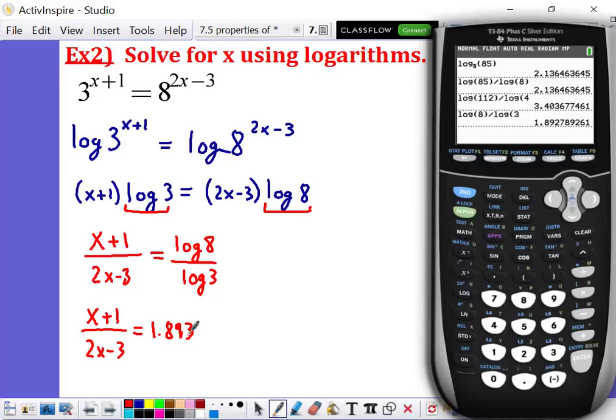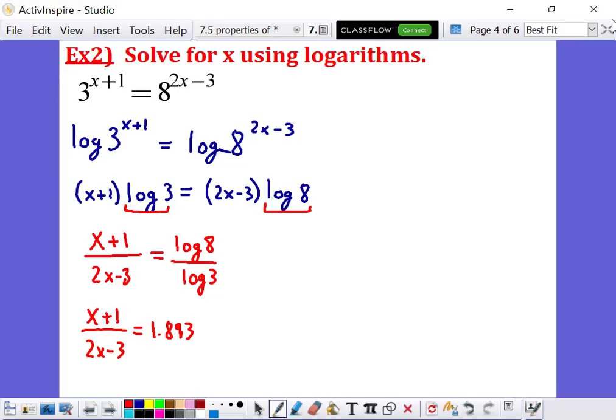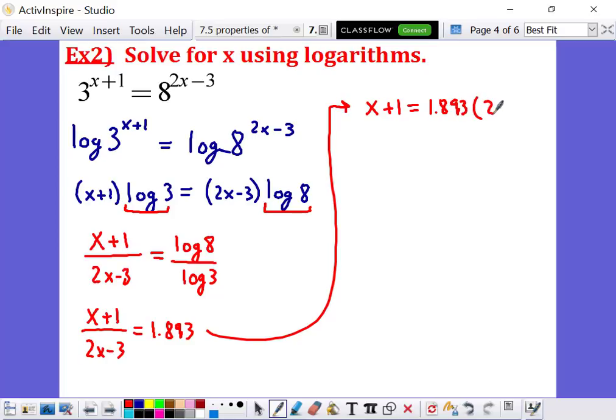All right, so now we are going to work on solving for x. I'm going to take this 2x minus 3 and multiply it to the other side. So I've got x plus 1 equals 1.893 times (2x minus 3).